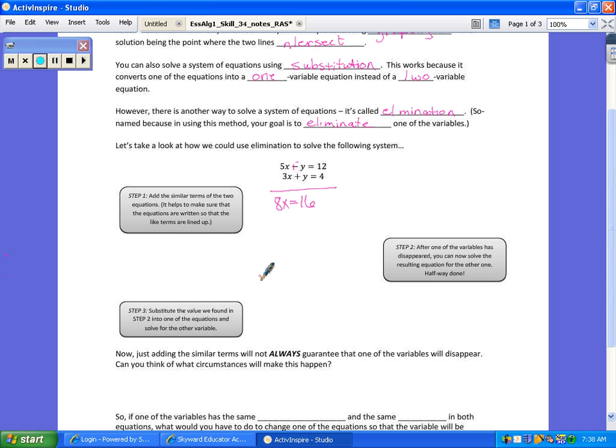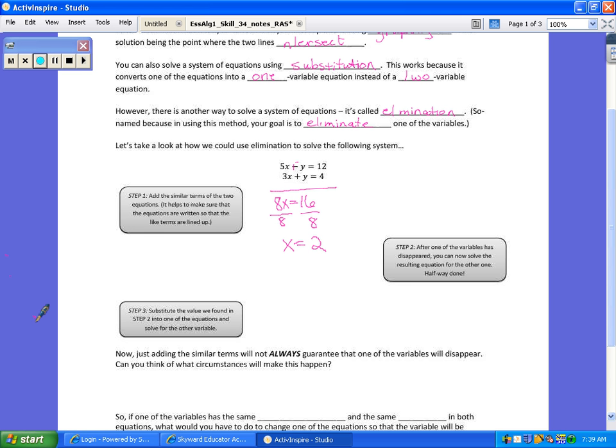So now I have to just go ahead and solve for x by dividing by 8. So I get x equals 2. And I am half done because I have one variable, I need the other. And to get the other variable, I do Step 3. I substitute the value that we found for x, which is the 2, into one of the equations and find y. You can use either equation.